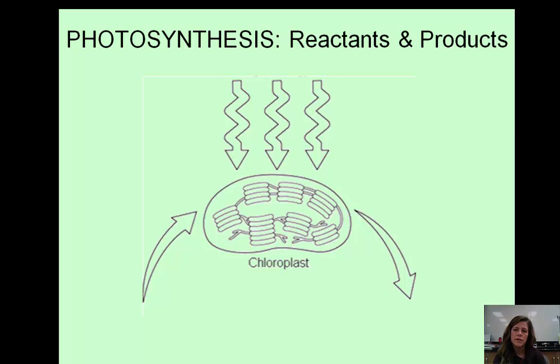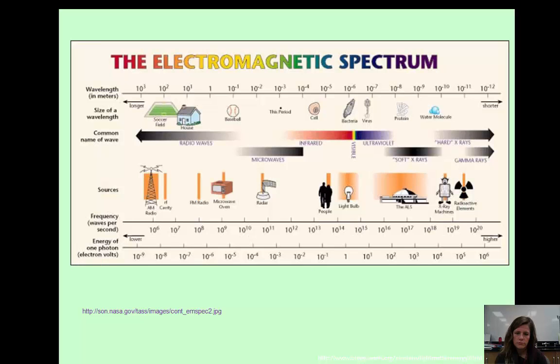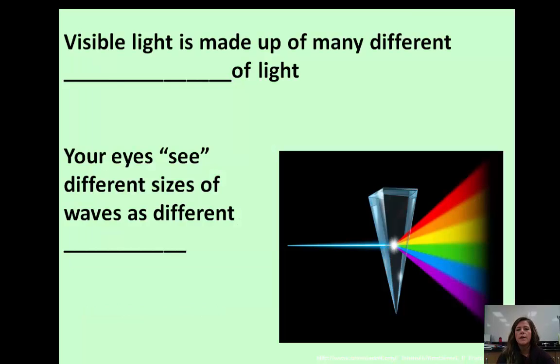So, photosynthesis reactants and products. We use light energy to take CO2 plus H2O and fix it into sugar and oxygen. That just summarizes it. Well, in order to do all of that, we need the electromagnetic spectrum. We need light energy. Visible light is made up of many different wavelengths of light. Your eyes see the different sizes of those wavelengths as different colors.